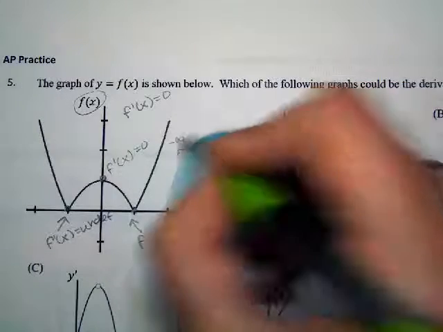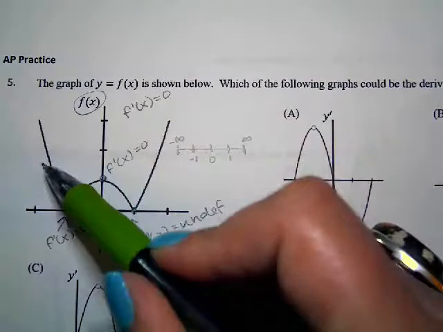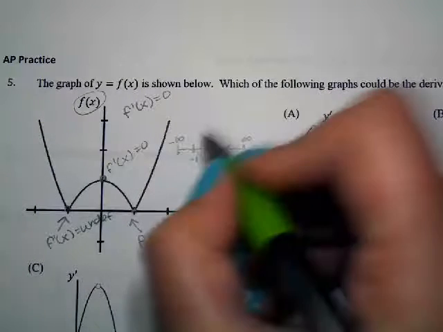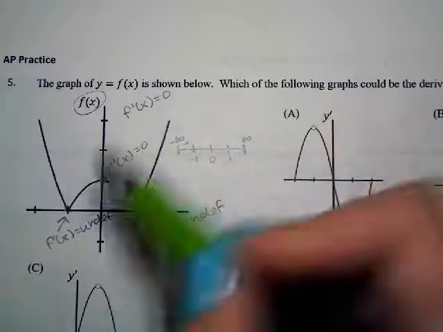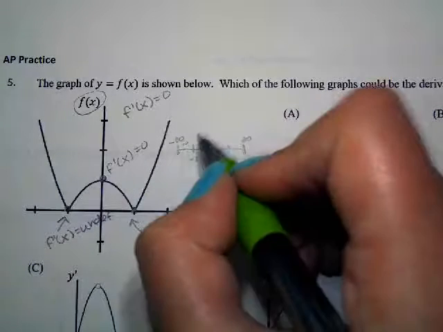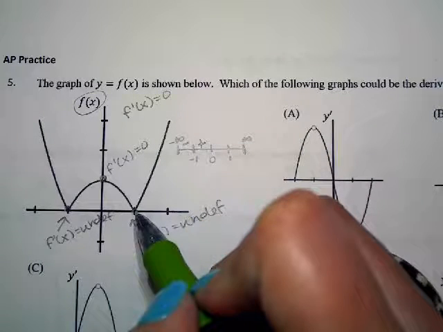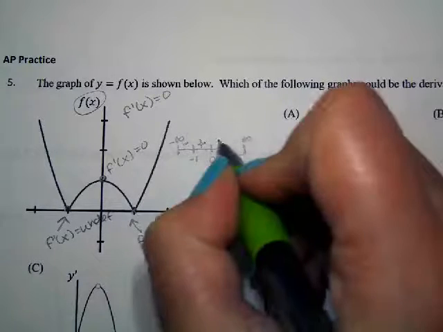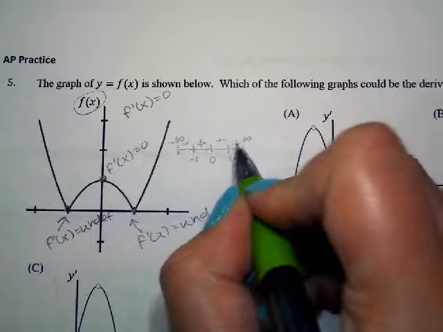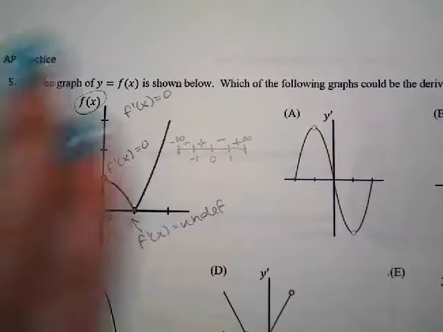So from -infinity to -1, what type of slope do we have? From -1 to 0, what kind of slope do we have? From 0 to 1, what kind of slope do we have? From 1 to infinity, what kind of slope do we have? Okay. So now, when we look at the graphs, we're going to ignore this because it's going to distract us now.